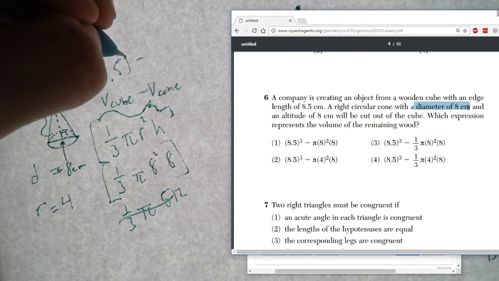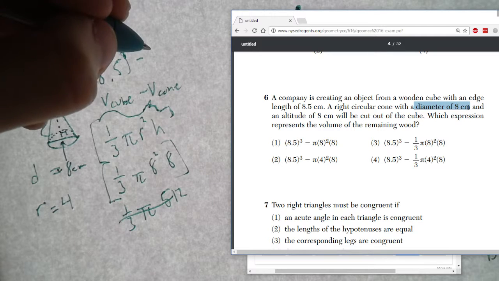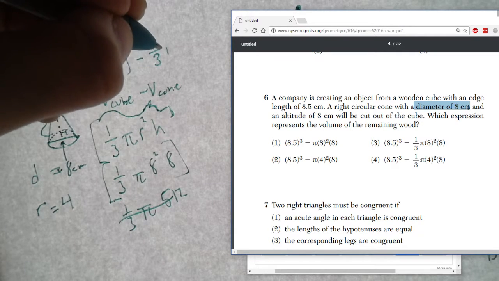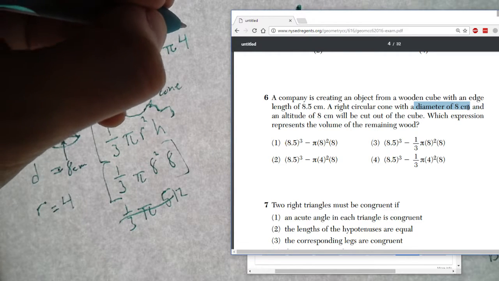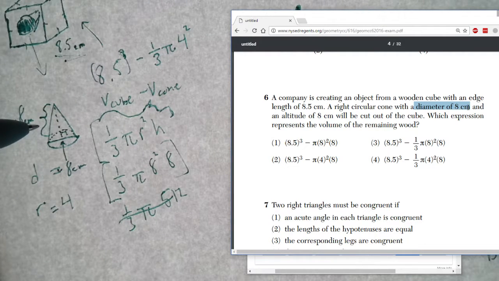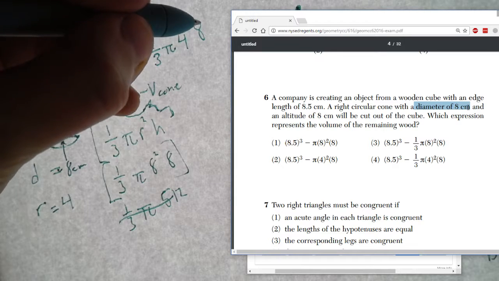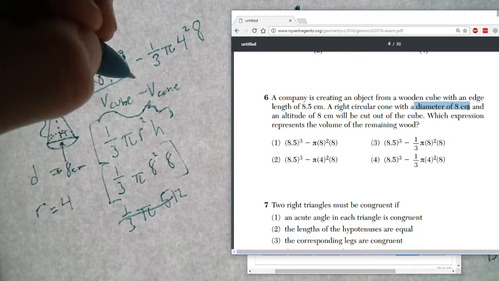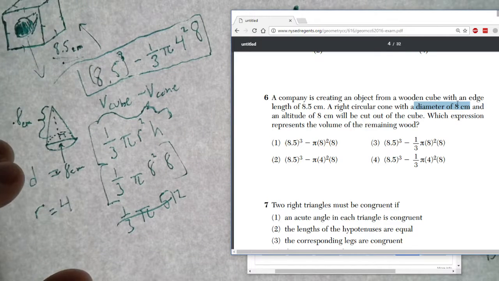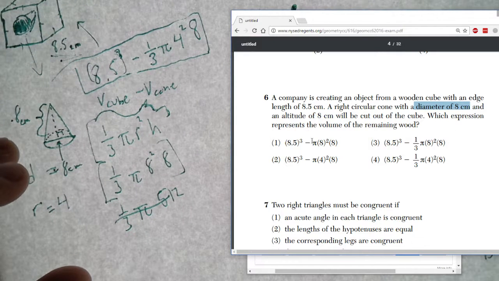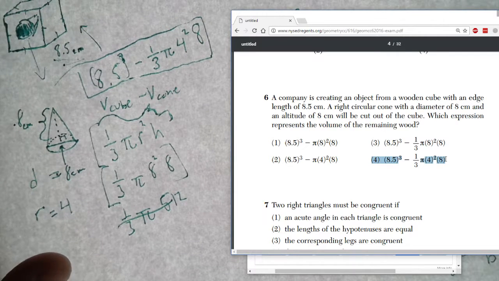So I can set up the actual real equation this time as 1/3 pi r squared, which is 4 squared, times my altitude, which is still my height, times 8. And this should be my answer. Well, let's take a look. That is this answer right here. So the one trick, and I almost got caught by it, is you just gotta be careful and keep questioning yourself.